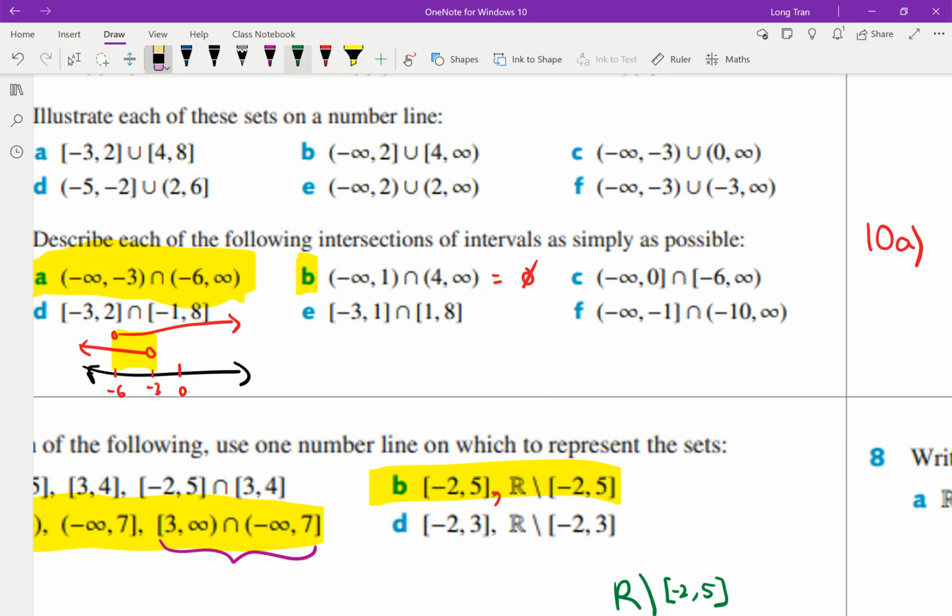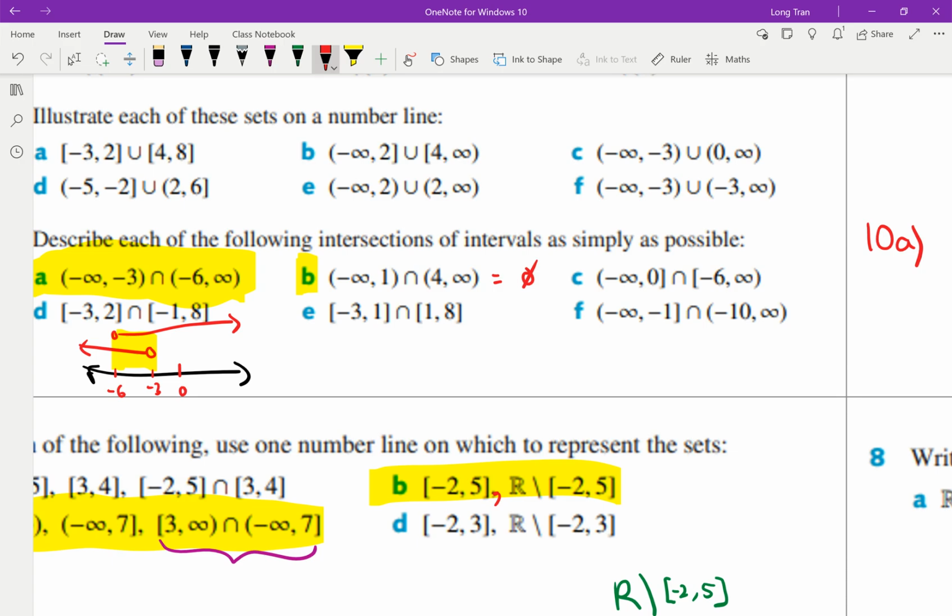But eventually you want to be able to answer the questions without having to draw the number line, because it means you have a really strong understanding of the language and you can visualize what you're working with. If you're prone to mistakes, then yeah, draw it. Draw, illustrate it. It's fine.